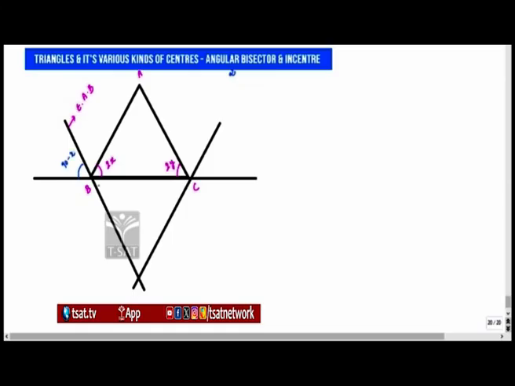We know vertically opposite angles are equal. Therefore, this becomes 90 minus x. This becomes 90 minus y. This is angle A. We just need to find angle BDC, where two external angular bisectors meet. Let this be theta again.